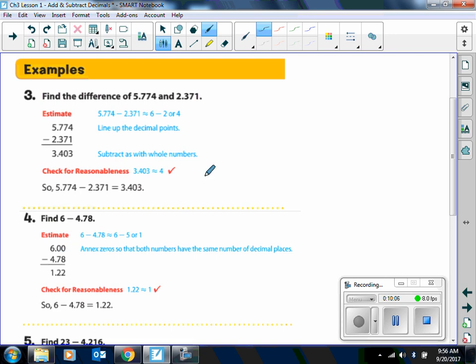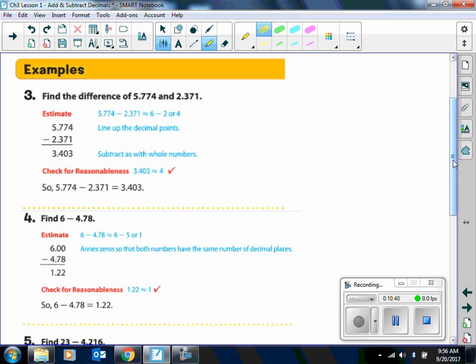So once we annex the zeros, then we can subtract like normal. And with this one, of course, it's going to require some regrouping. So you have to borrow from the 6 to make that a 10, and then you're going to borrow from the 10 to make that a 9, and then that's going to be 10. So 10 minus 8 gives me 2, and then 9 minus 7 gives me 2, and then this one, all right, was going to be a 5, so 5 minus 4 is 1. Is everybody clear with that?